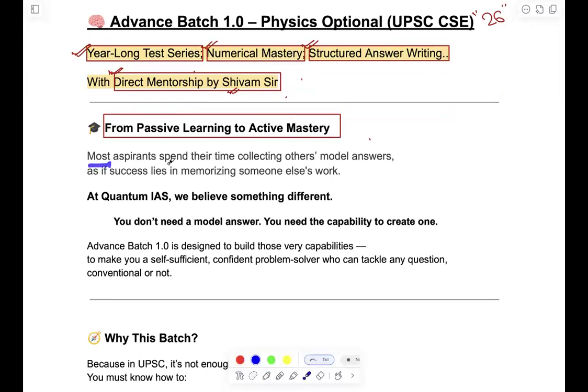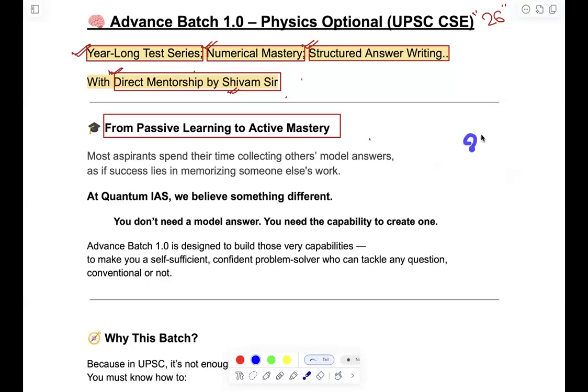Here I've written: most aspirants spend their time collecting other people's model answers, as if success lies in memorizing someone else's work. This is not the case, right? Toppers make their own trend. Yes or no? You also search the topper answer sheet, see how they are writing, and then based on that answer sheet you work hard, improve on it, and you become a topper.